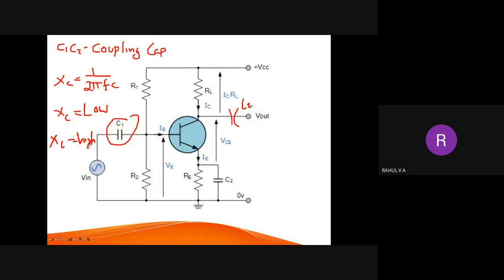If I apply AC, AC means it has a frequency value. So reactance will be low. When you are applying AC, the reactance value of the capacitor is very less, that is, resistance is very less. And when it is DC, resistance is very high.